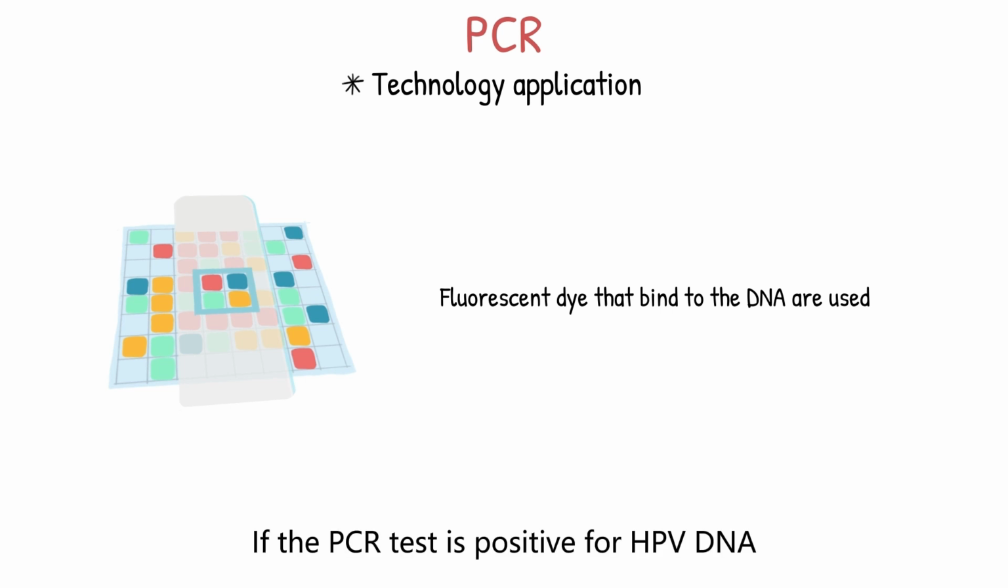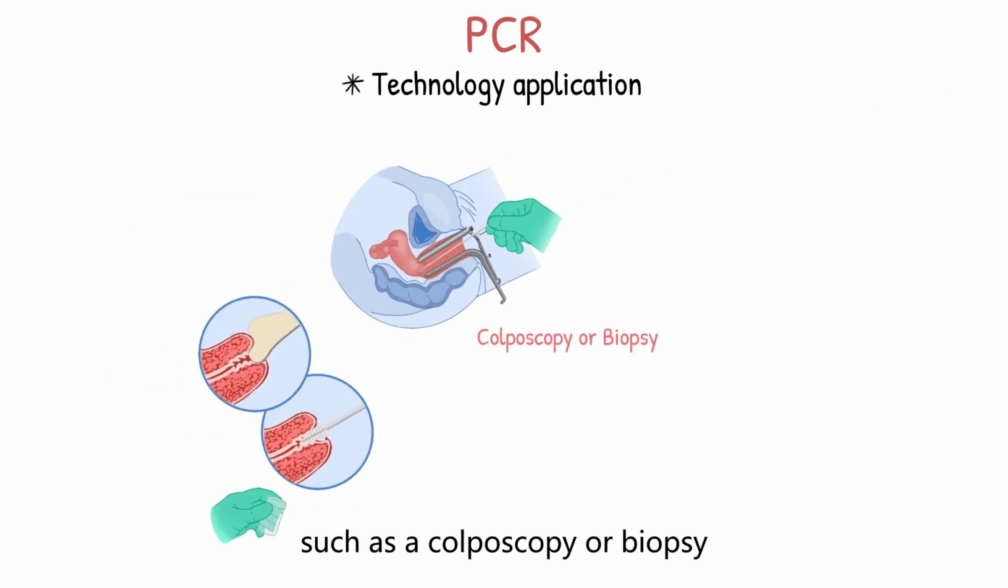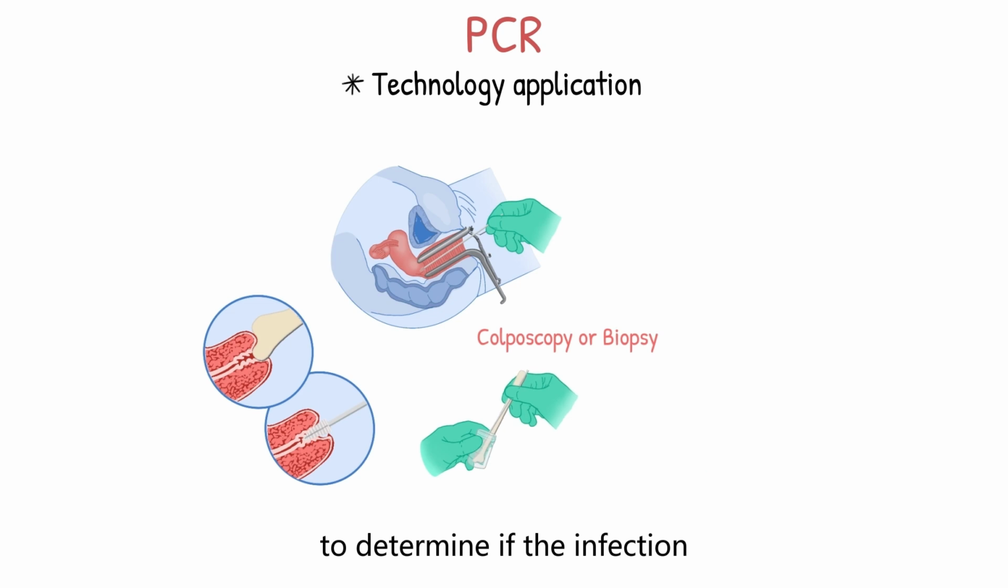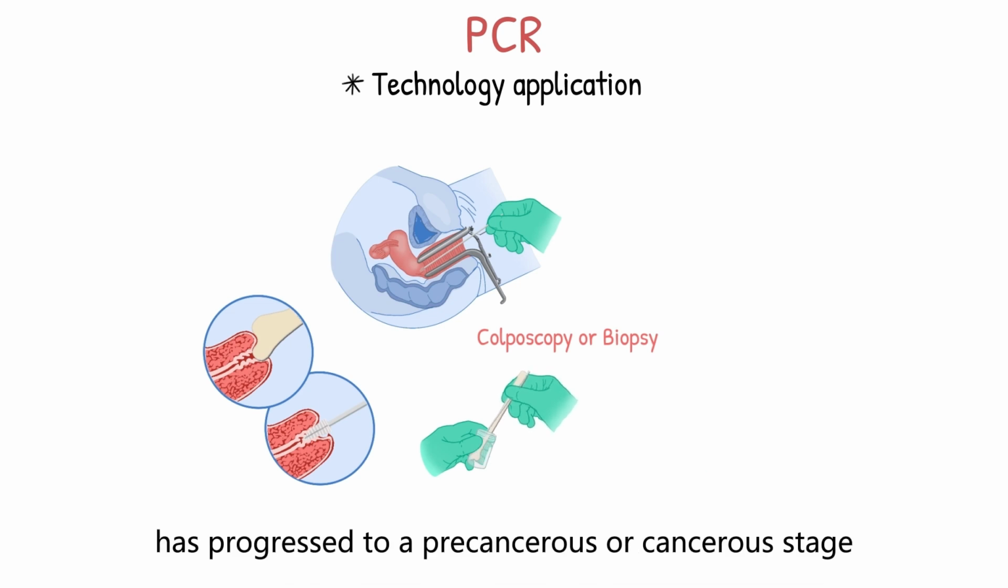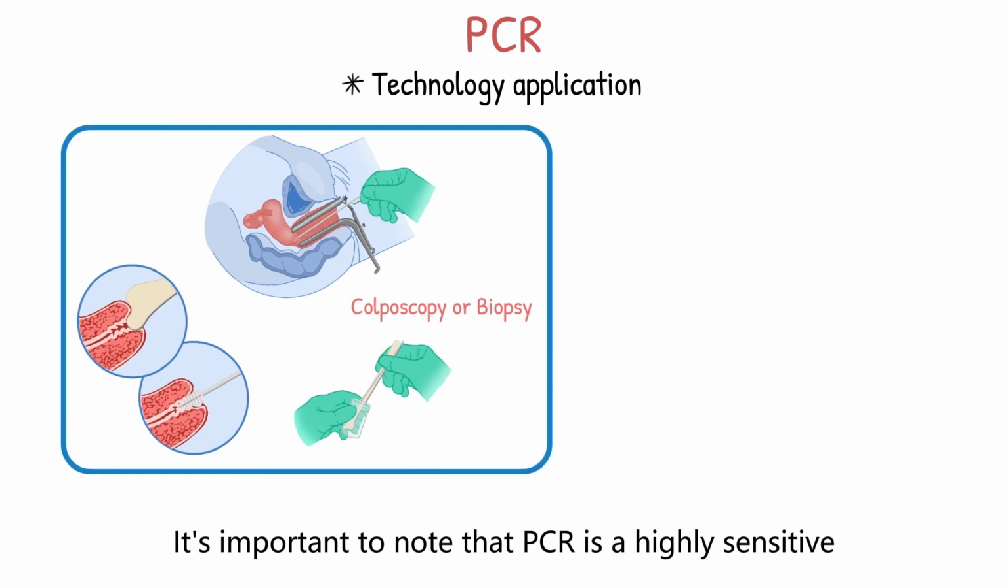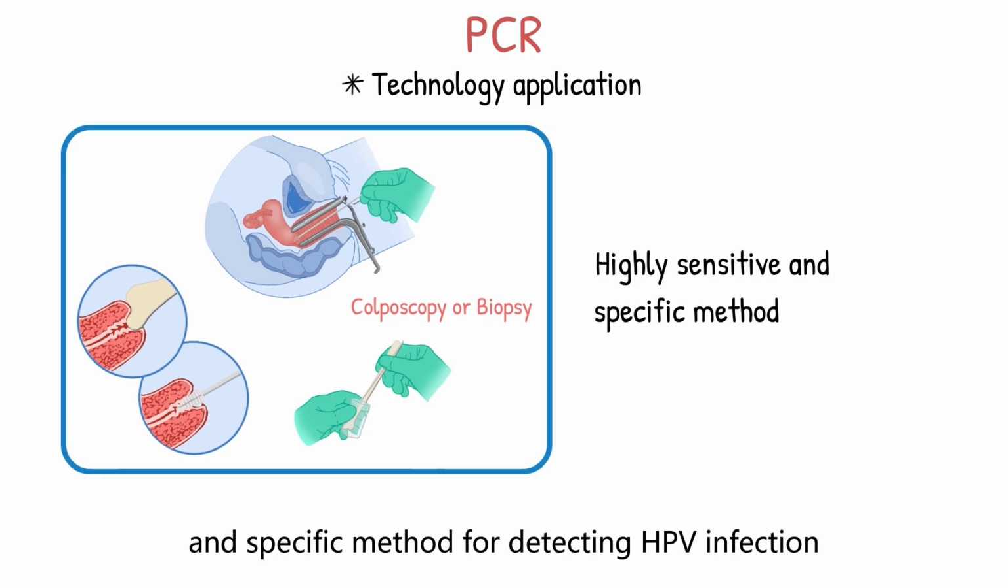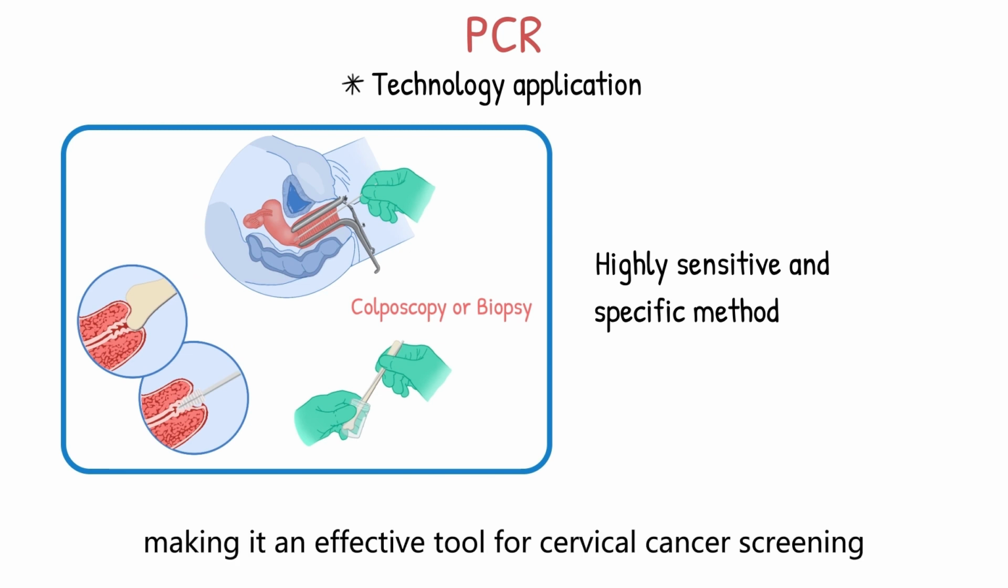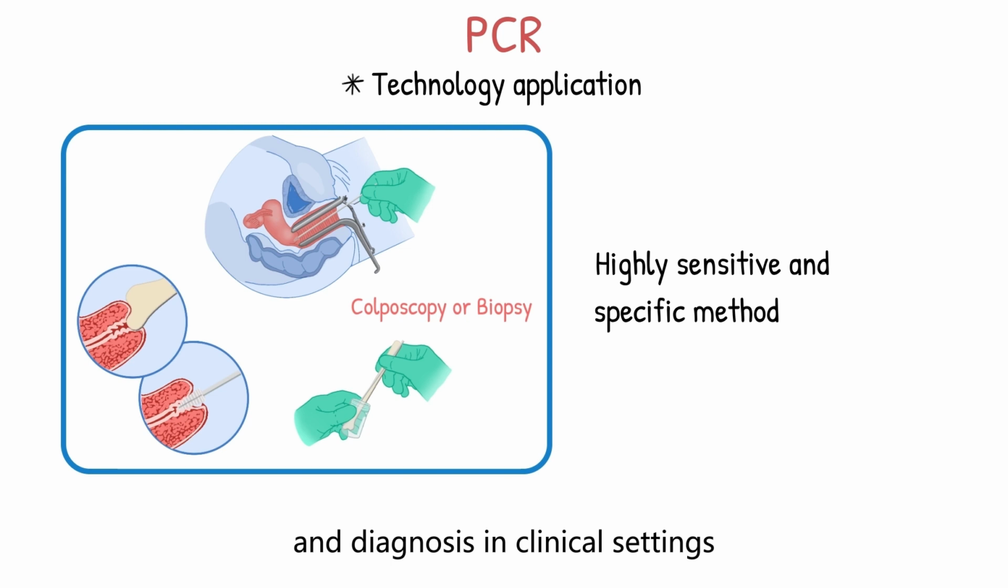If the PCR test is positive for HPV DNA, the woman may require further testing, such as colposcopy or biopsy, to determine if the infection has progressed to a precancerous or cancerous stage. It's important to note that PCR is a highly sensitive and specific method for detecting HPV infection, making it an effective tool for cervical cancer screening and diagnosis in clinical settings.